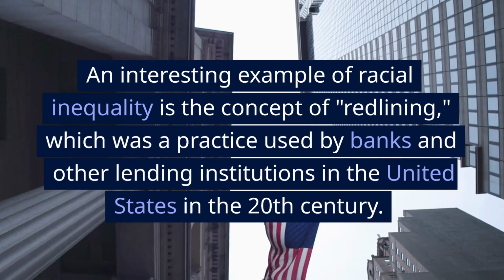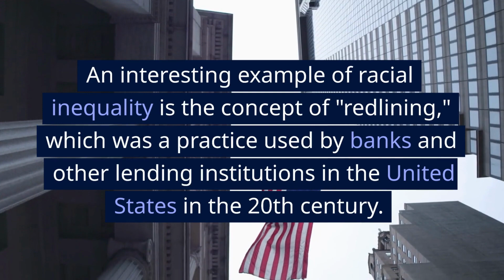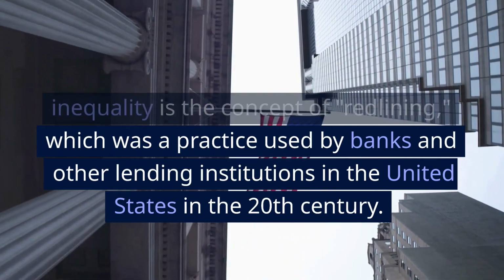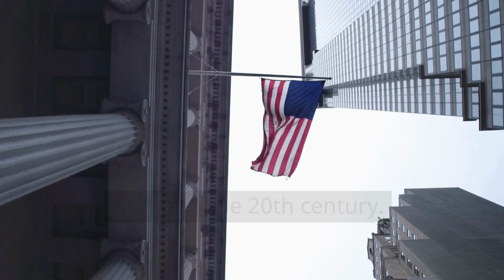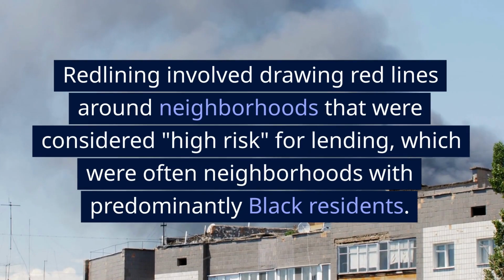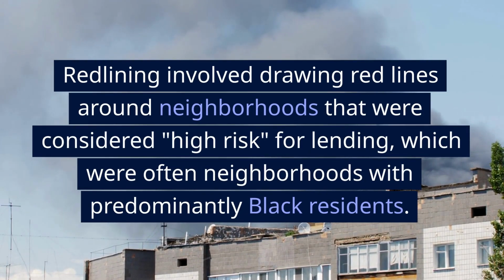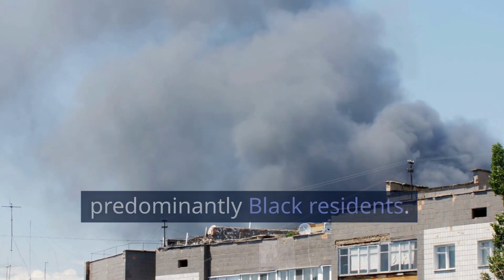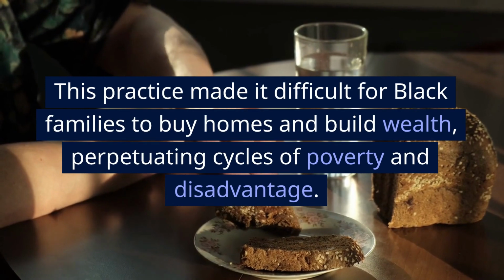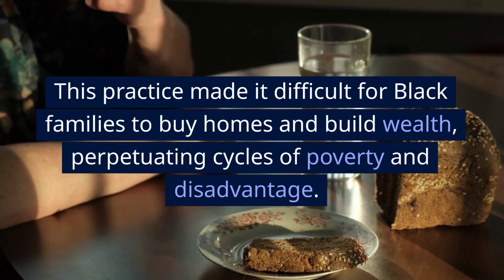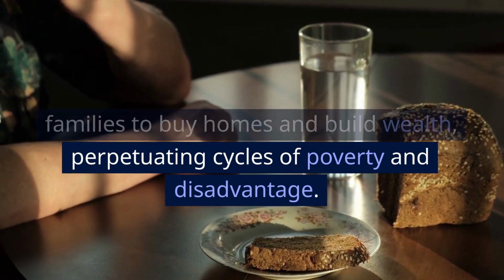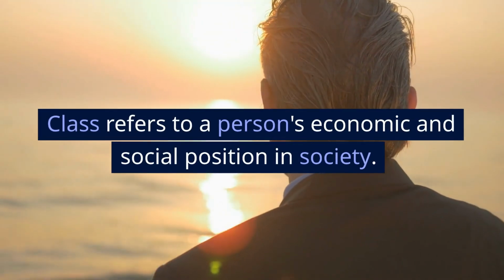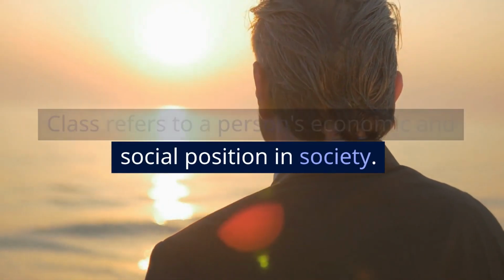An interesting example of racial inequality is the concept of redlining, which was a practice used by banks and other lending institutions in the United States in the 20th century. Redlining involved drawing red lines around neighborhoods that were considered high risk for lending, which were often neighborhoods with predominantly black residents. This practice made it difficult for black families to buy homes and build wealth, perpetuating cycles of poverty and disadvantage.